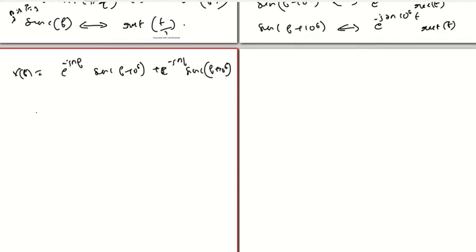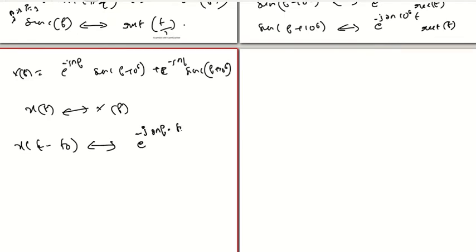Another property, that is the time shifting property: x(t) having a Fourier transform X(f), and if x(t) is shifted by, say, t0, then we will have a Fourier transform equal to e^(−j2πf t0) times X(f).